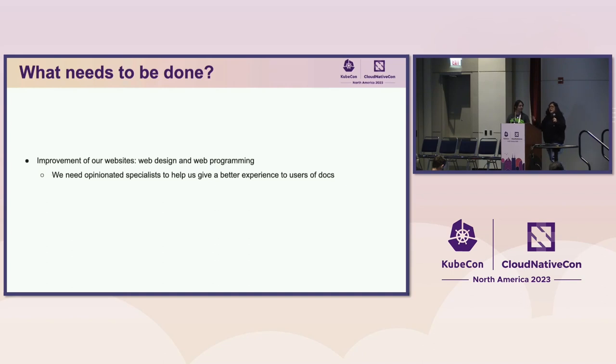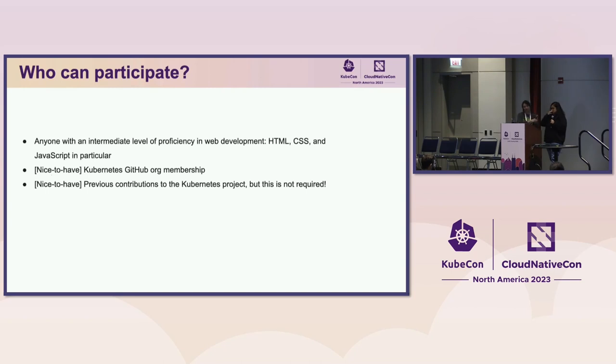So that's the only thing that needs to be done from our side. We are issuing a call for help here, but if you are a web dev and you have knowledge, please reach out to us. And who can participate? For web dev experience, obviously you need to have an intermediate level of proficiency with the languages. And it's not listed here, but it would be good to have knowledge of the Docsy theme for Hugo, because that's also how our Kubernetes website is rendered, and it's using a static site generator.